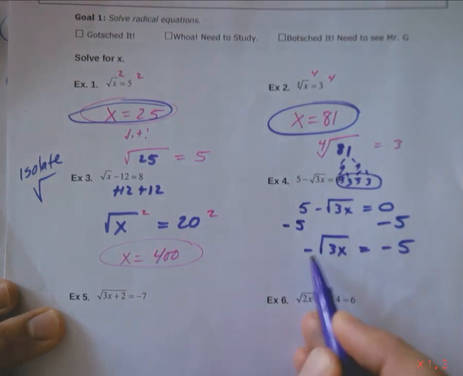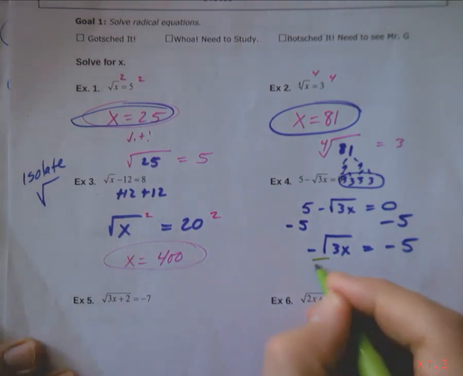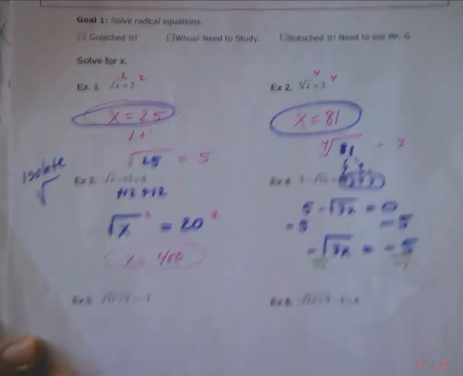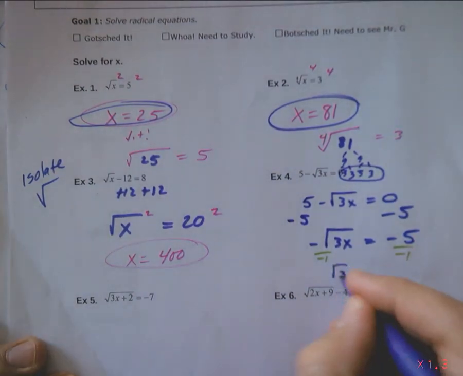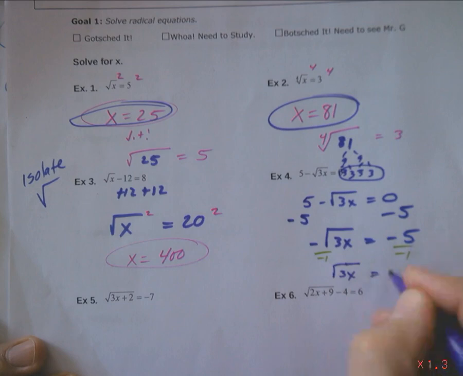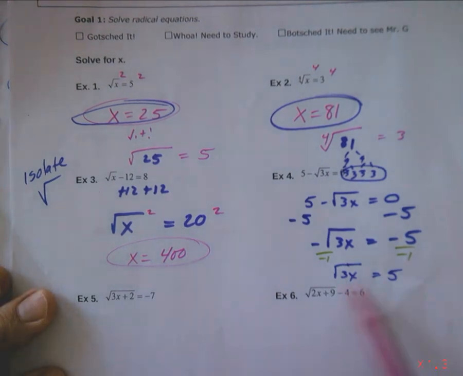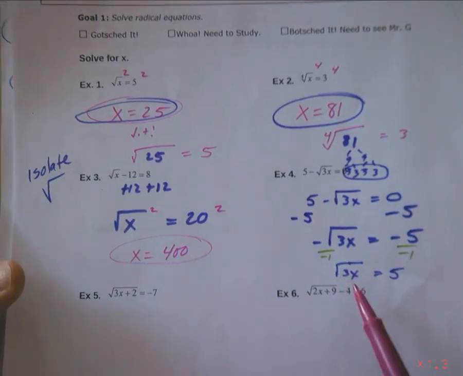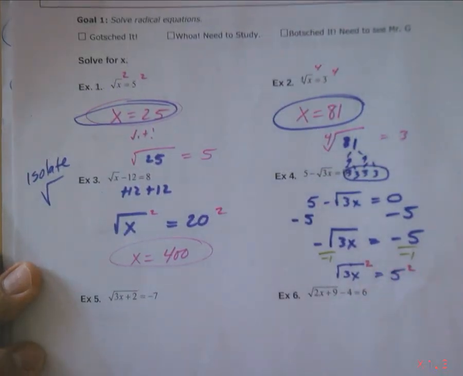Well, I still have this negative in the way, so how do I get rid of that negative? Divide by -1. Which basically changes the signs, right? So now we have the square root of 3x is equal to 5. And now we've isolated our square root. I can't divide that 3 over. The idea is whatever's inside of that square root can't be touched. All right, so we just got to get rid of that square root. So we square both sides.